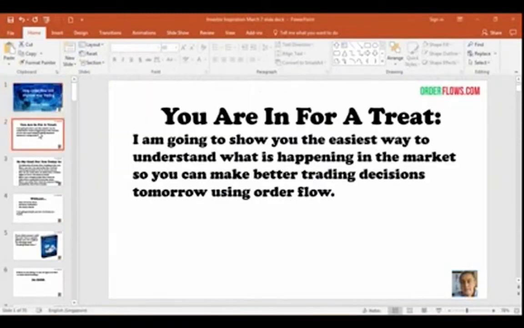So today, what I want to talk about, first, I think you're going to be in for a treat. If you're not familiar with order flow, I think after today's presentation, you will be much more comfortable looking at an order flow chart. And I'm going to show you the easiest way to understand what's happening in the market so you can make better trading decisions tomorrow, if you so wish to use order flow.